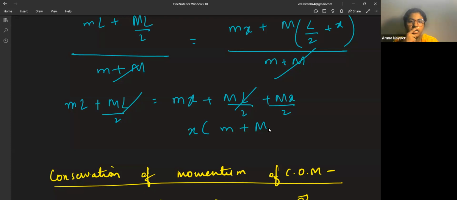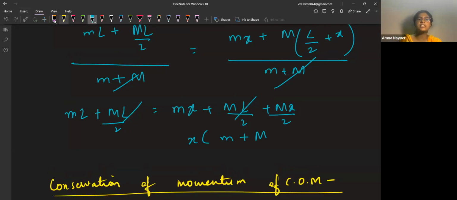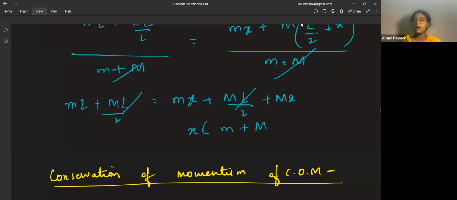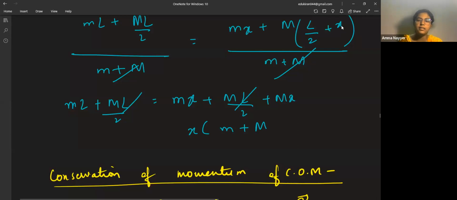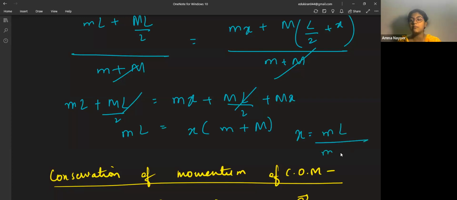this is m l, and M x is there. Okay, M x by 2 is not there, just M x is there. So x we can take common: x times (m plus M) is equal to m l. Final answer: the displacement of the plank is x equals m l divided by m plus M. This is our final answer.